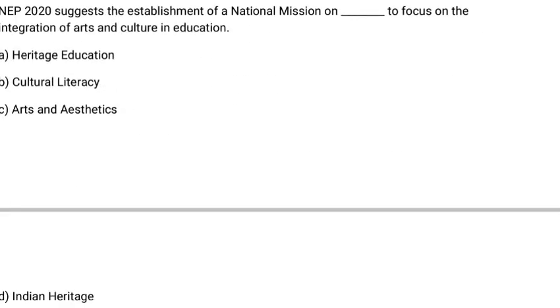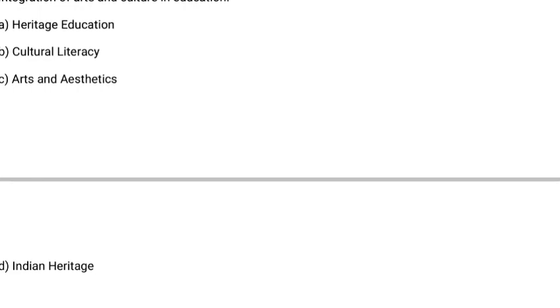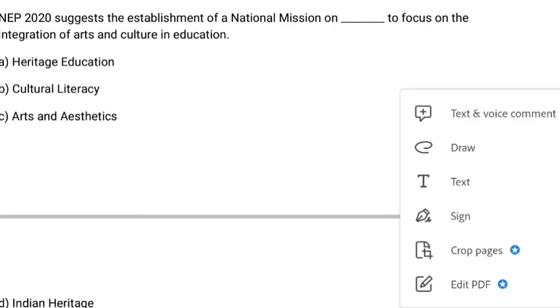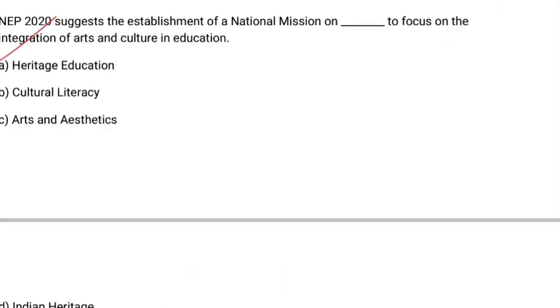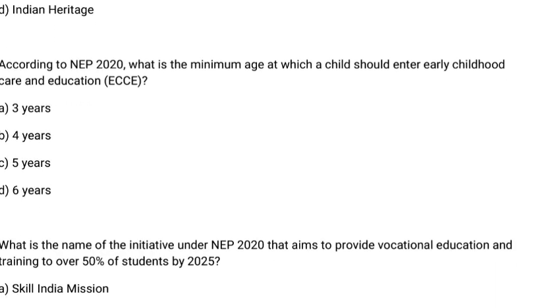Next, NEP 2020 suggests the establishment of a national mission to focus on the integration of arts and culture in education: heritage education, cultural literacy, arts and aesthetics, Indian heritage. It will be heritage education. According to NEP 2020, what is the minimum age at which a child should enter early childhood care and education? It will be option B, that is 4 years.